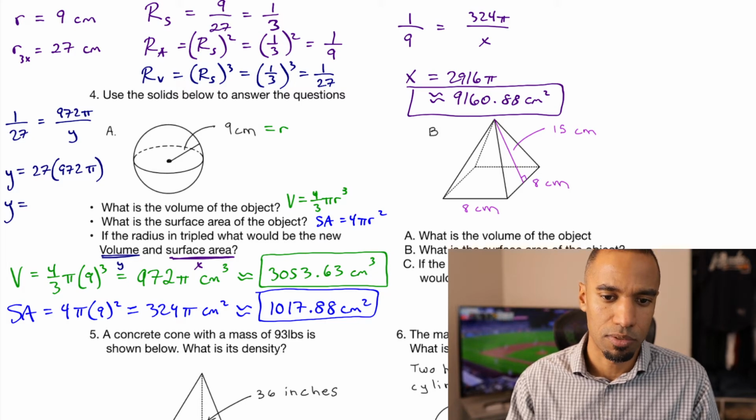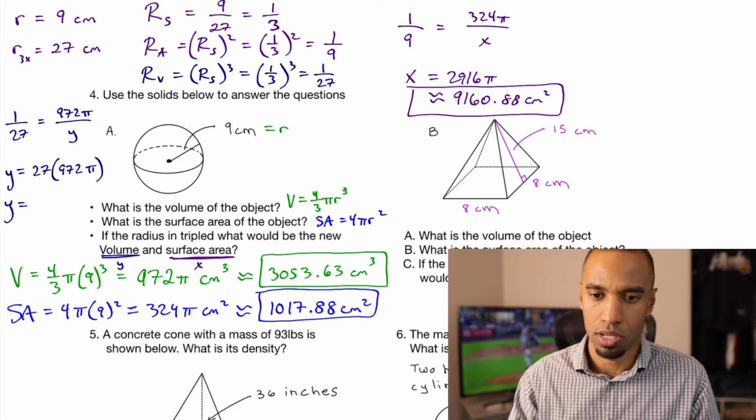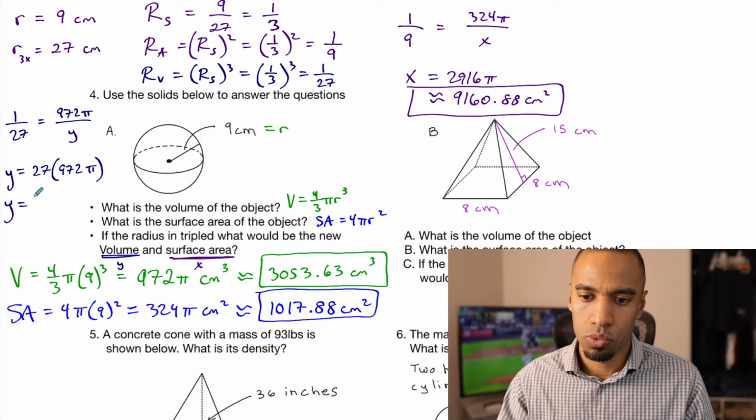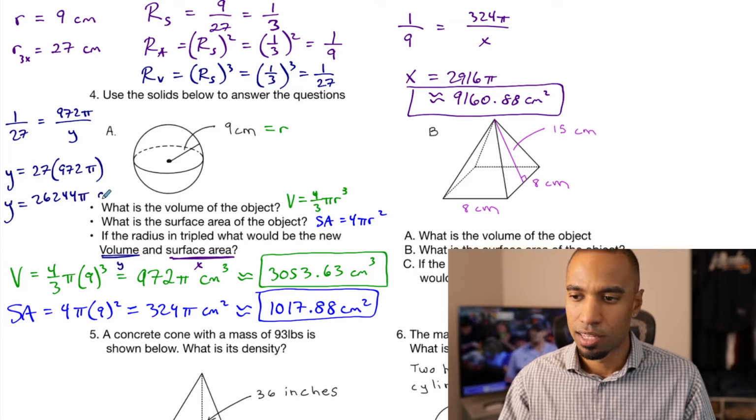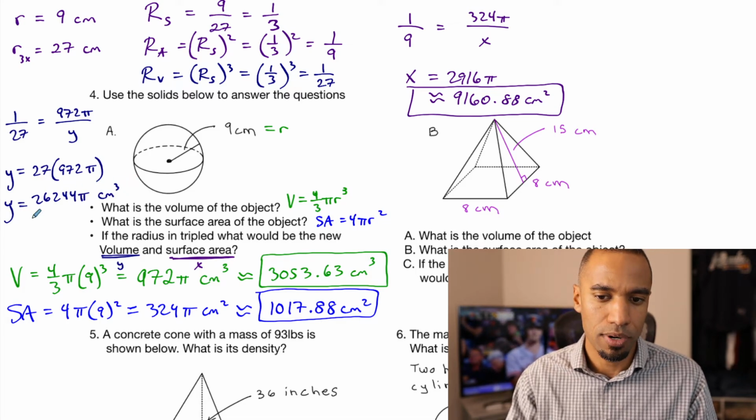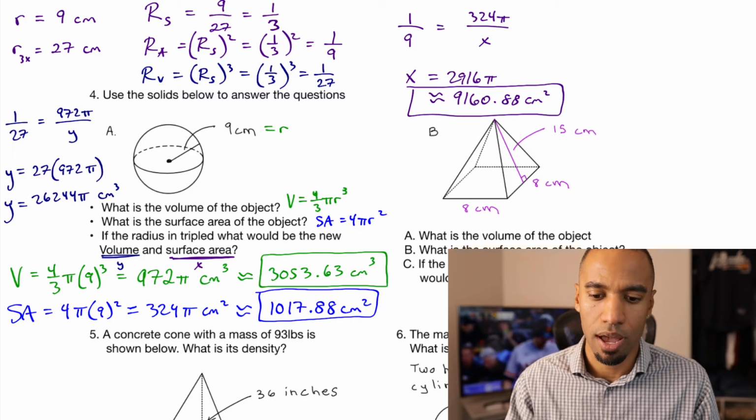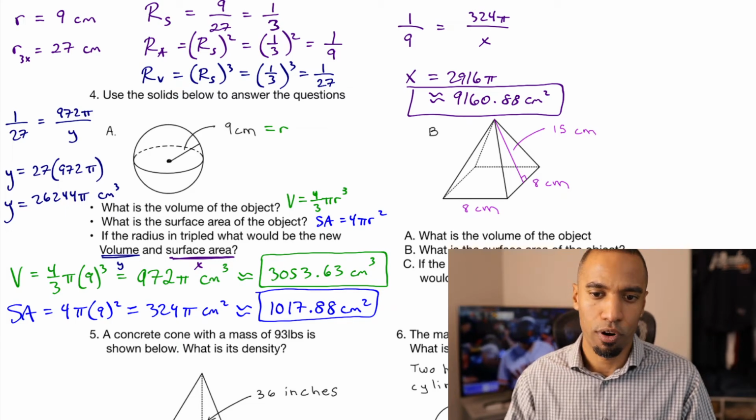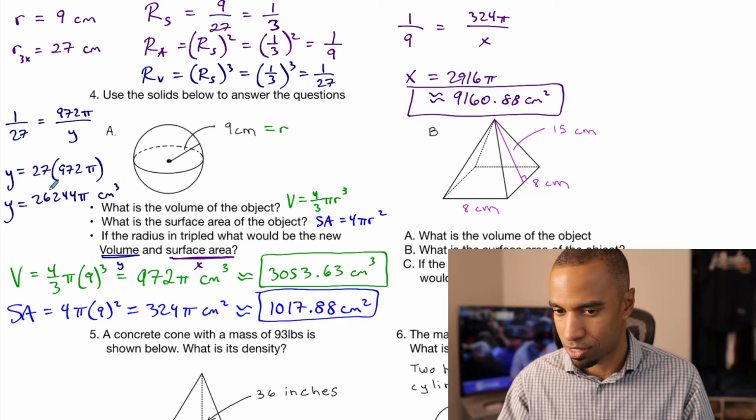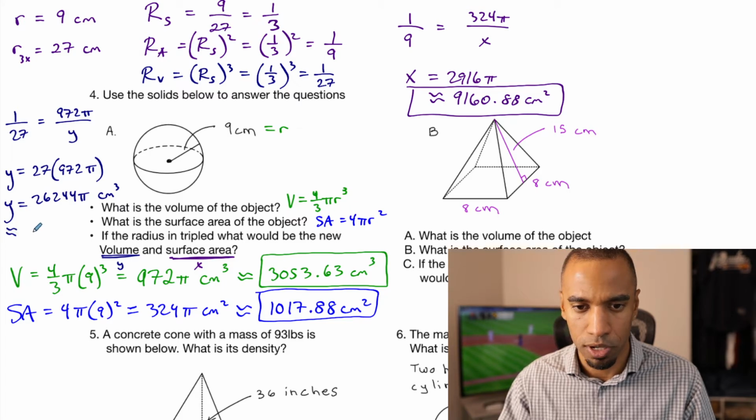Oh, I did 27 times 97. 27 times 972, this thing kind of lags, whoa, that's a big number, 26244 pi. That's in cubic centimeters, and when I multiply by pi, rounded to the nearest tenth, it's 82447.96. Again, sorry that I'm not showing the calculator anymore.